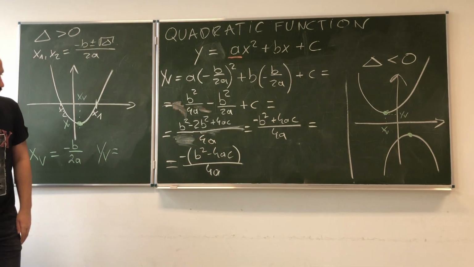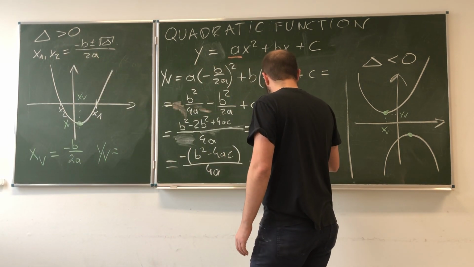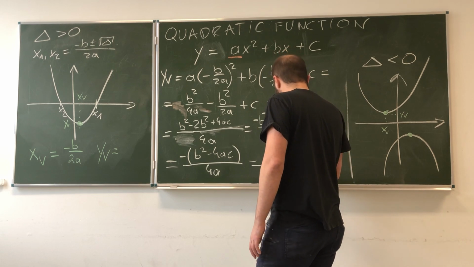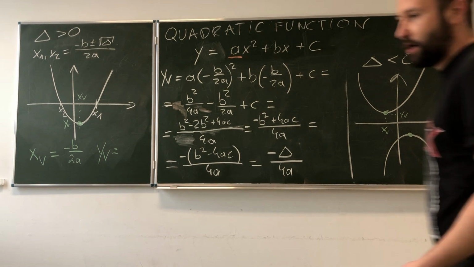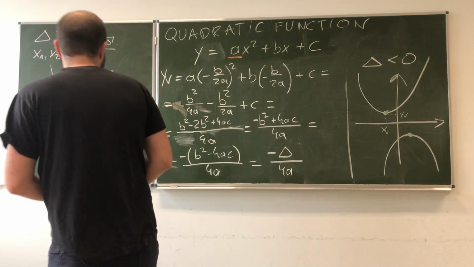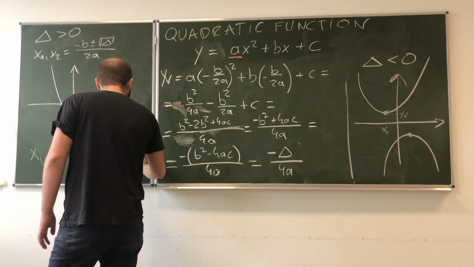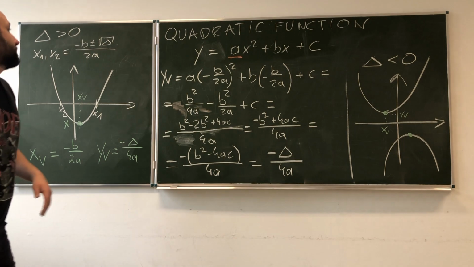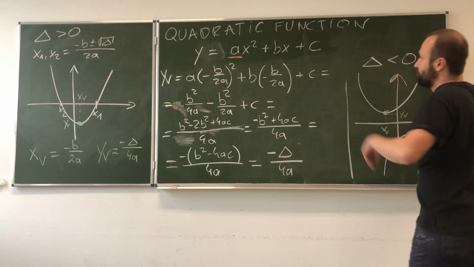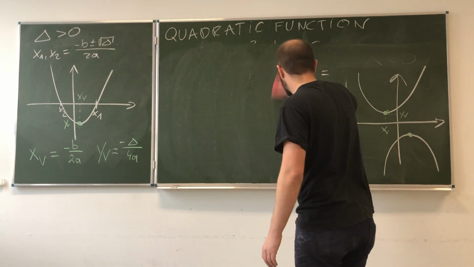And now I have the formula for delta. And this is how we get that the y coordinate of the vertex is equal to negative delta over 4a. So now we've got all the necessary information that we need in order to draw any quadratic function. Okay, so now let's do 2 examples on how to actually do it.